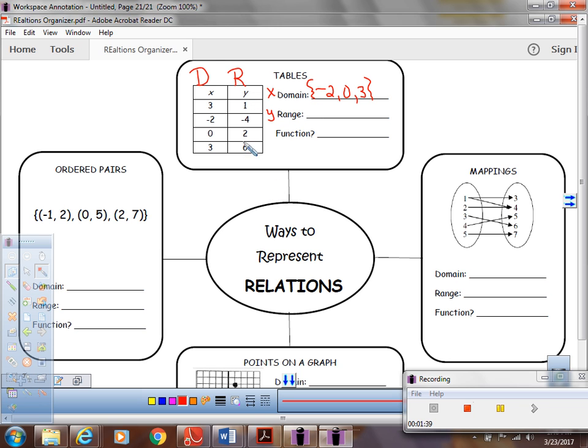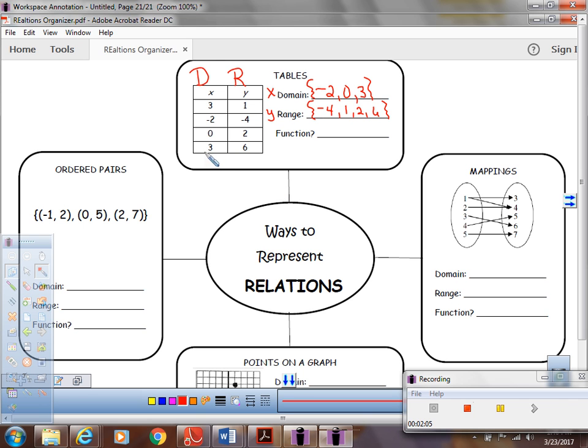Now range is your Y numbers, so that's these numbers here. And again, let's put them in order. And you put them in the little squiggly brackets. That's what I call that. It's -4, and then 1. Very good. 2, 6.